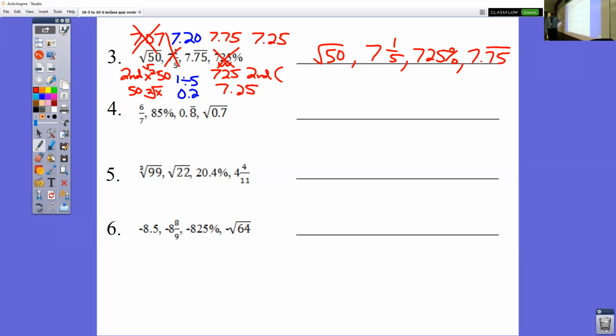So in question number 4, 6/7. 6 divided by 7, top divided by bottom. If you make it look like money, you're going to see that it looks like 85 cents. 85%. When you type that into the calculator, it's going to look like 85 cents. Now, are these 2 things actually the same?